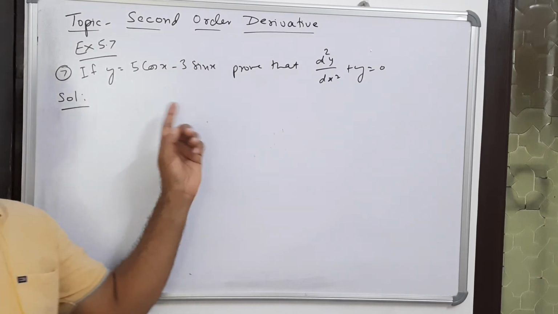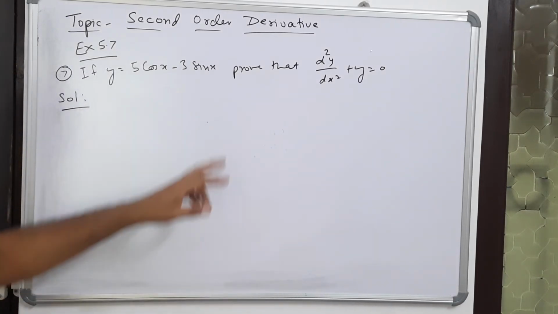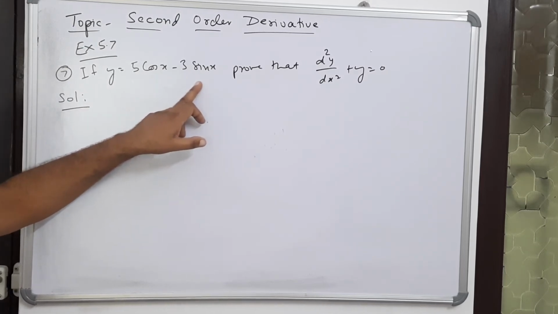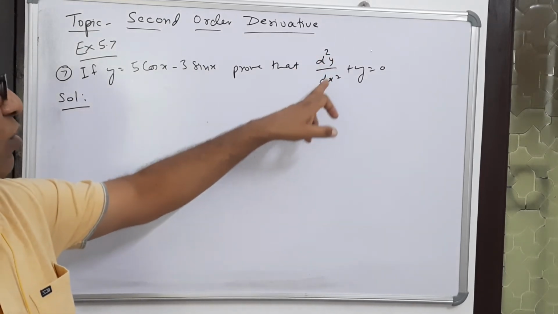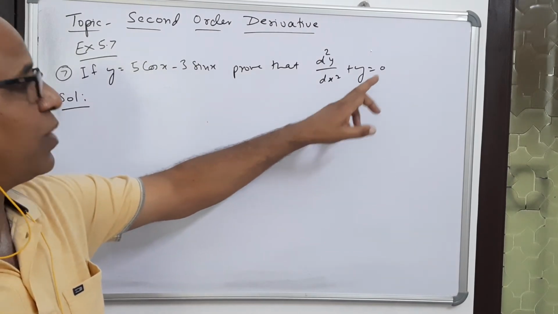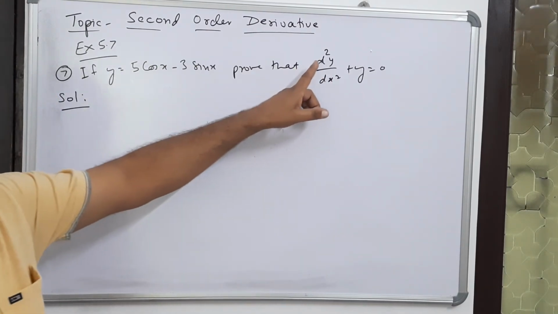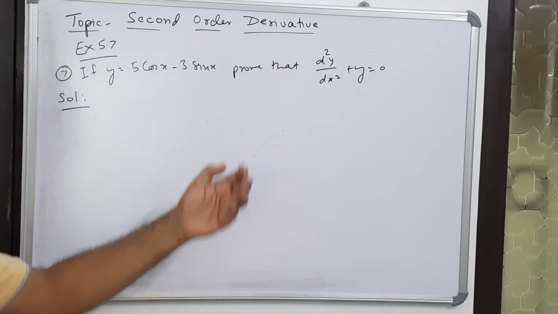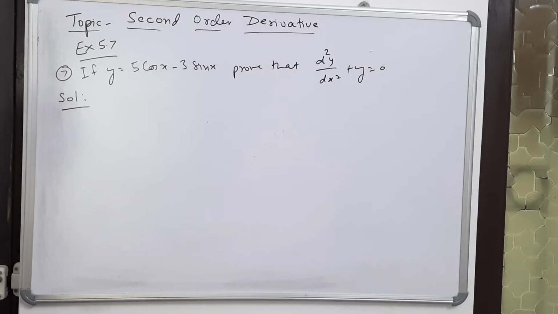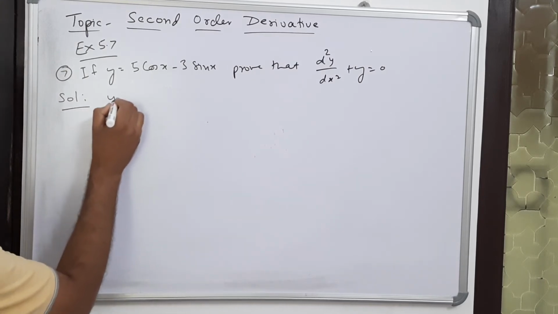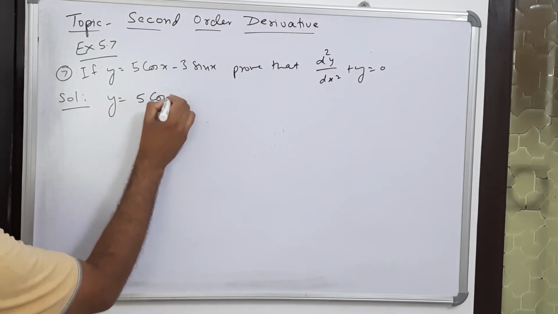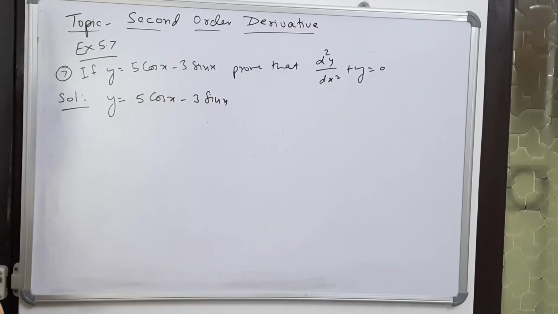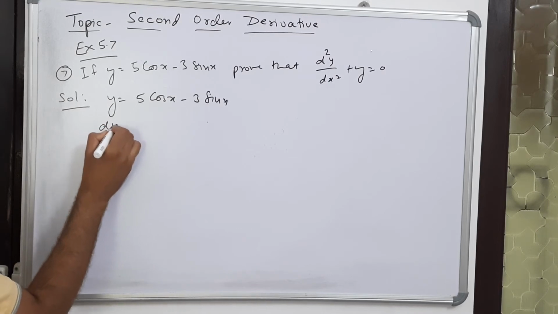Yes, another problem. As I told you, you have to prove it. If y equals 5 cos x minus 3 sin x, prove that d2y by dx square plus y equals 0, or indirectly d2y by dx square equals minus y. That can also be the answer for this. So we are starting with the first derivative. If y equals 5 cos x minus 3 sin x, then dy by dx.